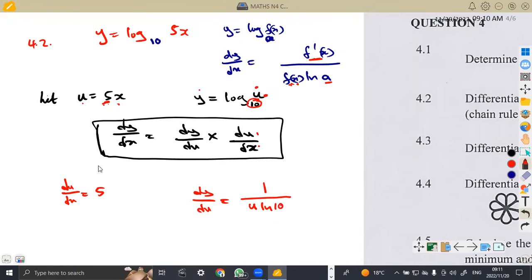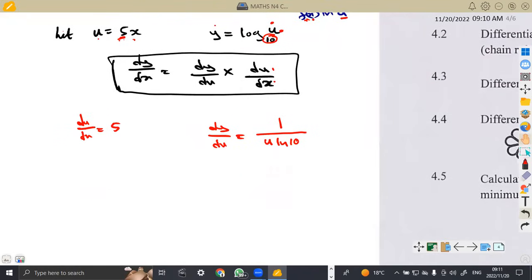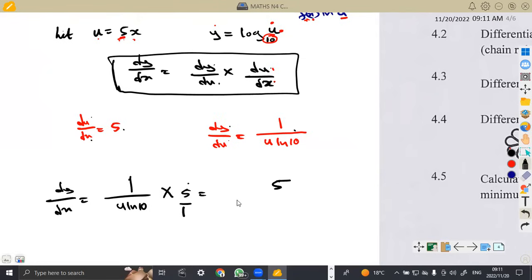Okay, so this is what we're supposed to obtain in terms of u. Now we can substitute into the formula for dy/dx. We said dy/dx is going to be dy/du, that's 1 over u ln 10, times du/dx, which is 5. If I multiply, this is the same as 5 over 1 times u ln 10, so it's 5 over u ln 10.